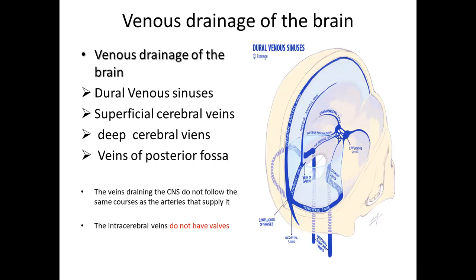Okay, let's continue with venous drainage of the brain. It includes 4 groups: the dural venous sinuses, superficial and deep cerebral veins, and veins of the posterior fossa. The veins draining the brain will not follow the same course as the arteries supplying them. Veins draining deep structures will drain to the deep cerebral veins, which in turn drain to the dural venous sinuses. Also, they do not have any valves.